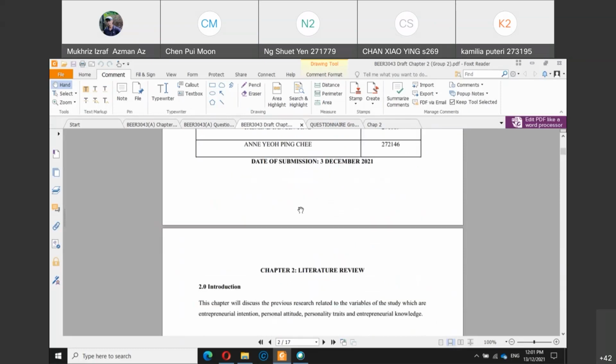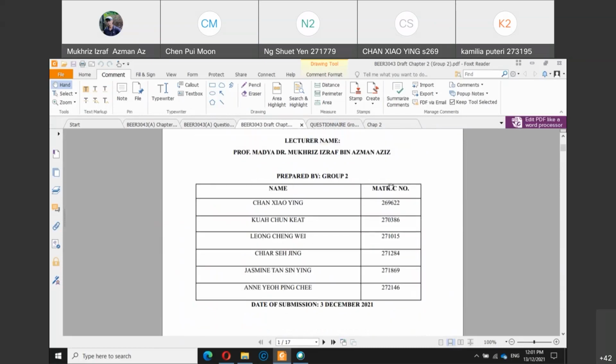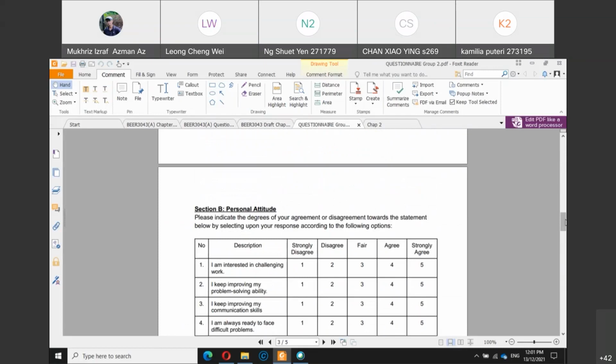We are group 2. Chan, Kuah, Leong, Chia, Jasmine, and Dr. Leong from Group 2.